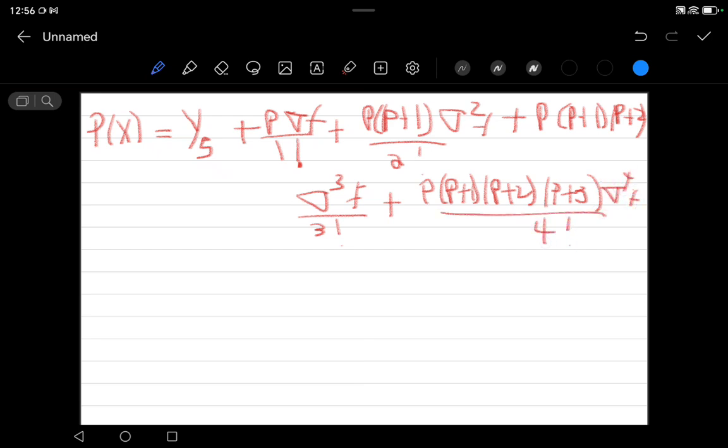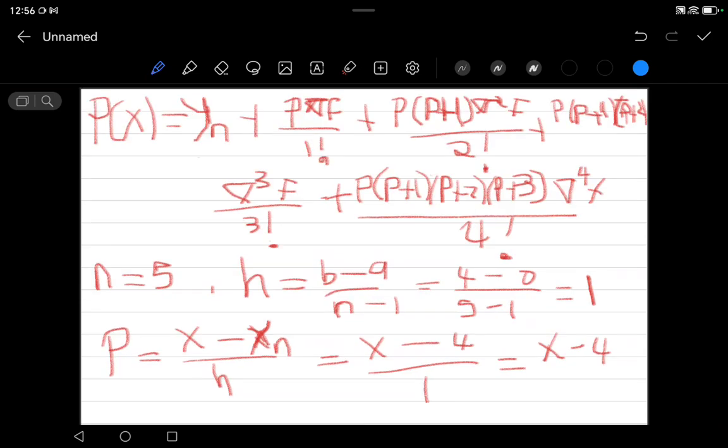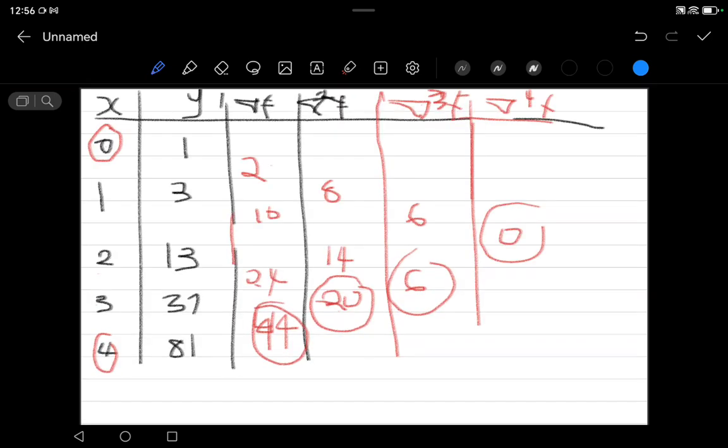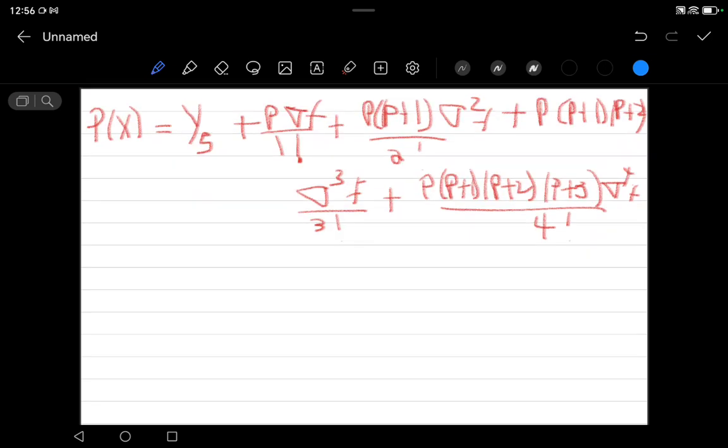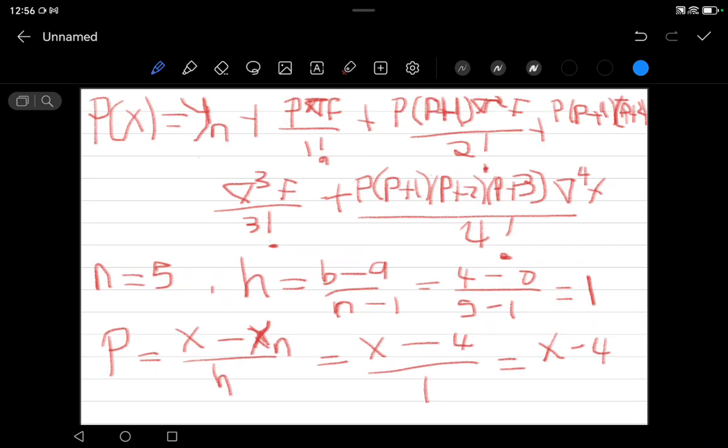So the value of y5 here is going to be 1, 2, 3, 4, 5. It's going to be 81. So wherever this y5 is, we're going to write 81. So it's going to be 81 plus the value of p. p is equal to x minus 4, so wherever there's p, we're going to put x minus 4.